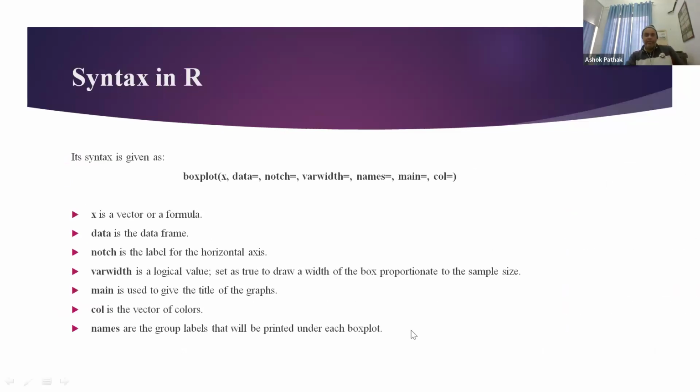So what is the syntax of a box plot? Boxplot, x is the data, then data, variable names, main, and colors. X is a vector or an array formula. Data is the data frame. This is the label of the horizontal axis. Main is used for the title. So, we are not going into more details.